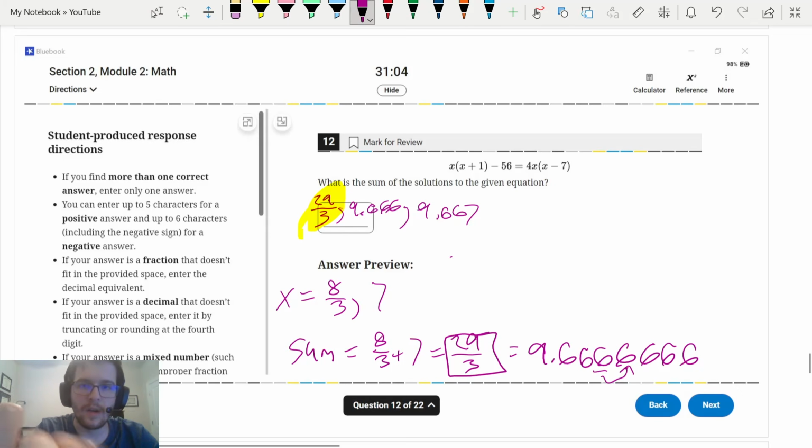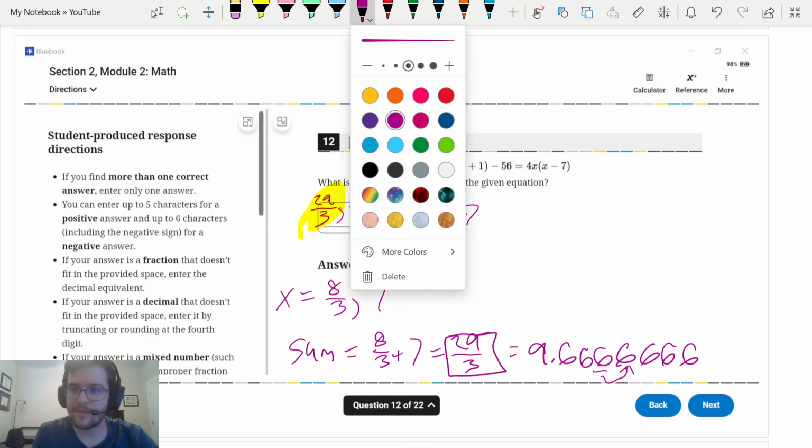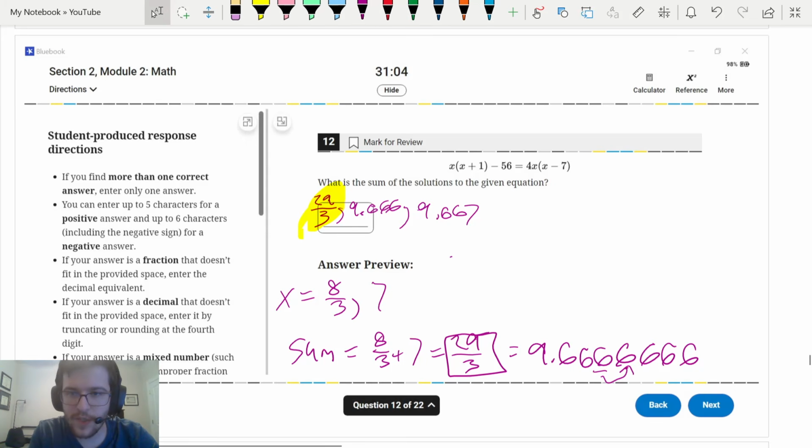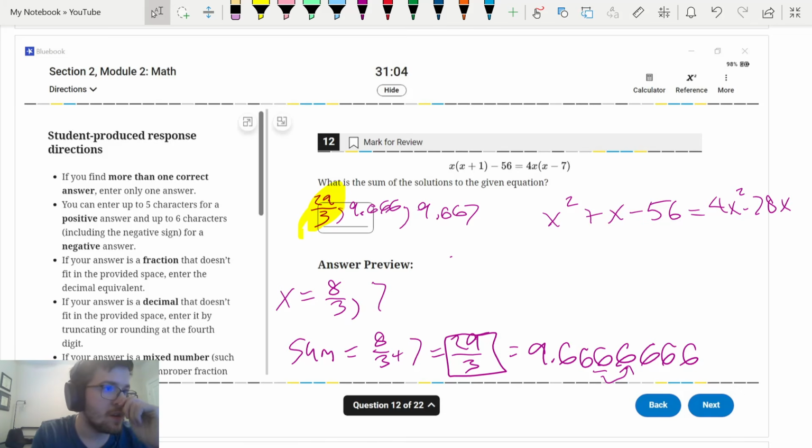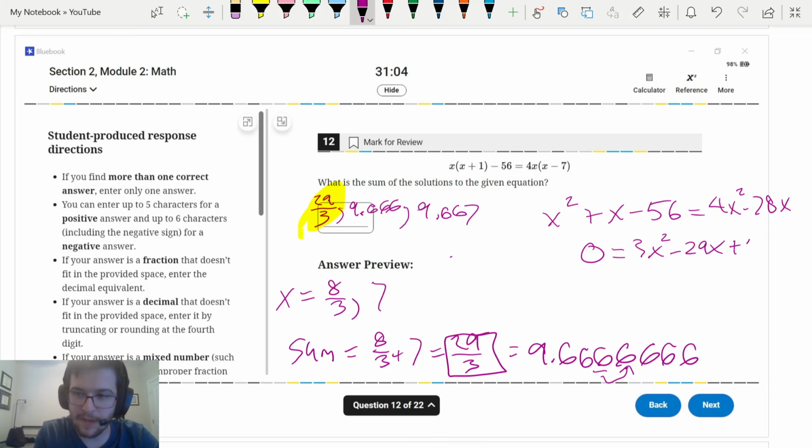So first we distribute. So x squared plus x minus 56 equals 4x squared minus 28x. Then we get all the terms to one side. I'm going to move all the terms on the left to the right so that the x squared remains positive. And we get 0 equals, so subtract x squared, we get 3x squared. Subtract x, we get minus 29x. And add 56, we get plus 56.